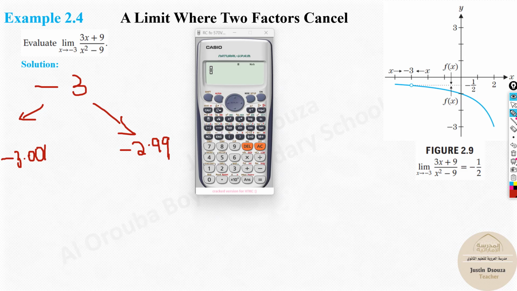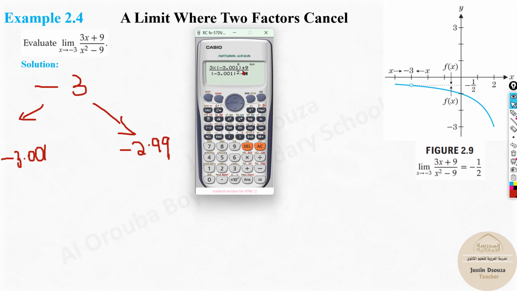So this is it. Now let me consider 3 multiplied by, open the bracket, minus 3.001, close the bracket, plus 9 divided by, open the bracket. Don't forget to use the bracket over here because there's a negative value. If you don't use the bracket, the square will only apply to the number and the negative sign will remain, and your answer will be wrong. So always remember to use the bracket when there is a minus.